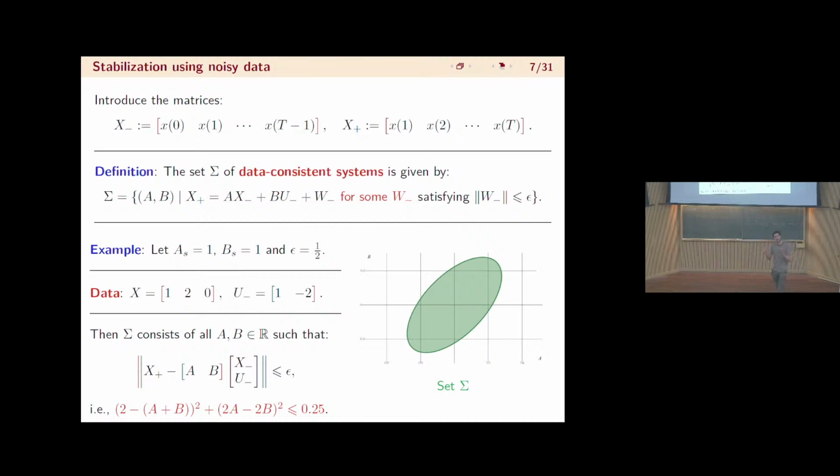And my goal, again, in the rest of the lecture is going to be to find a controller which stabilizes all systems in this green region. So all systems consistent with the data. Any questions about this, about the set of consistent systems? Is it clear? Okay.